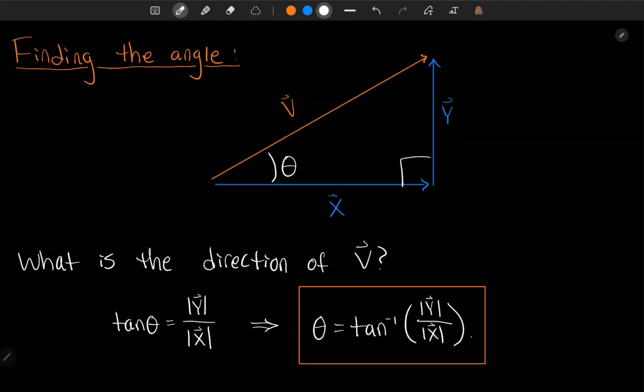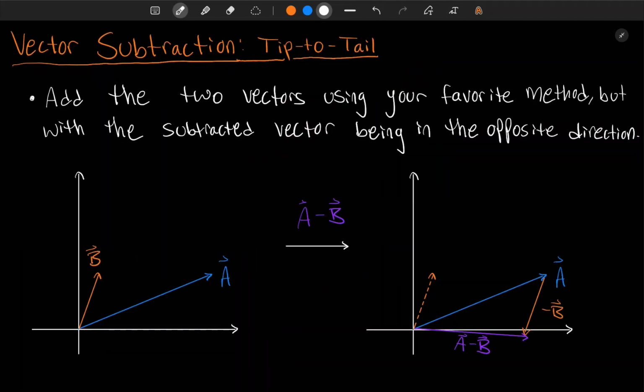Next, let's look at how we can subtract two vectors from each other. Subtracting two vectors from each other, we can use the two methods we used for vector addition above. So let's start with the tip to tail method. So for vector subtraction, it's very similar to vector addition. So we add these two vectors using our favorite method, whether it's tip to tail or component method. But this time, the subtracted vector, so the one with the minus, we make sure it has the opposite direction. So what I mean by the opposite direction is seen in this example here.